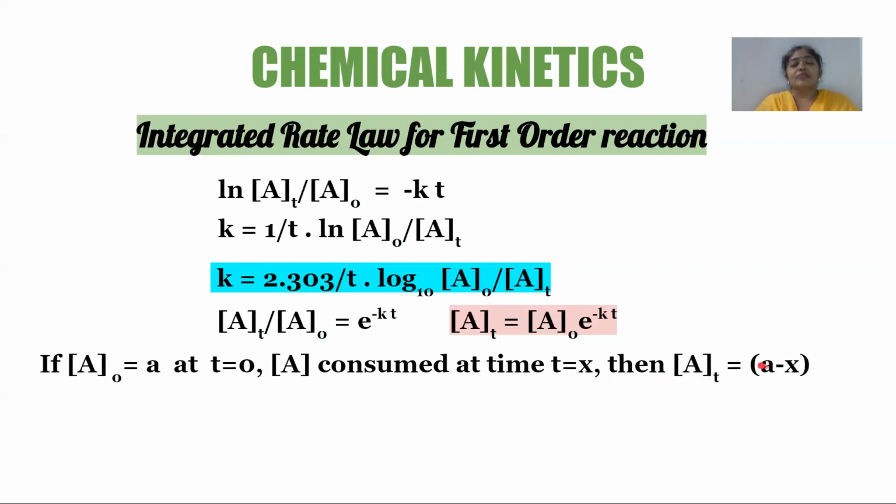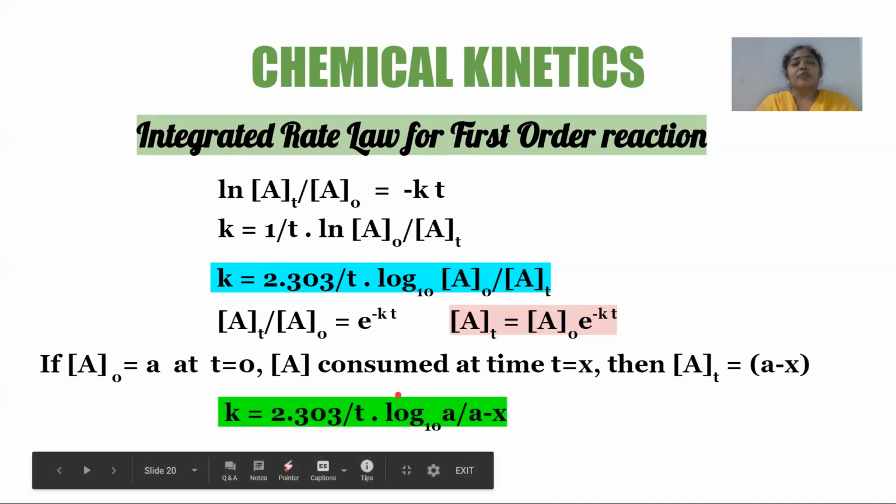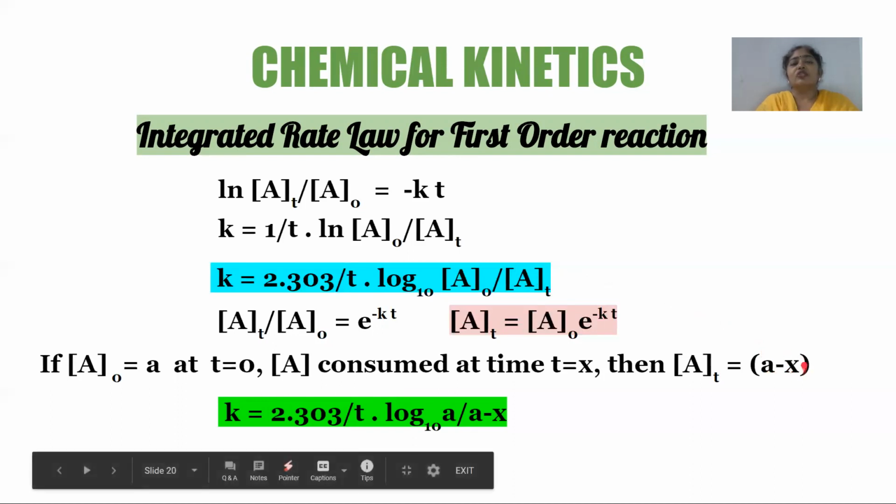So we have to substitute these terms in the first form of writing the integrated rate law. So I get k equals 2.303 upon t log, instead of writing this a0, now I'm substituting a0 as a. So I put a here in the numerator, and instead of a t, we are going to put a minus x, where x is the amount consumed in the time interval t. So I get log of a upon a minus x.